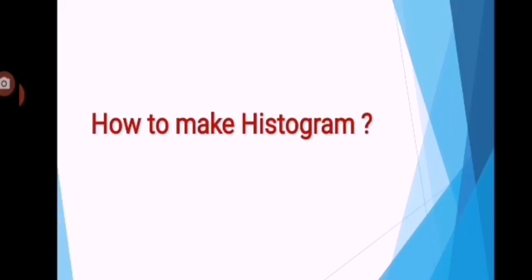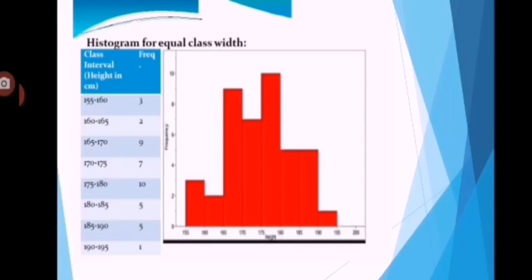How to make a histogram? Any idea how to make a histogram? This is a histogram shown in the slide. Histogram for equal class width: two columns, class interval height in centimeters in one column, and frequency in the other, shown in the diagram. The x-axis is the height in centimeters, the y-axis is the frequency. This is one type of bar diagram, called a histogram graph.